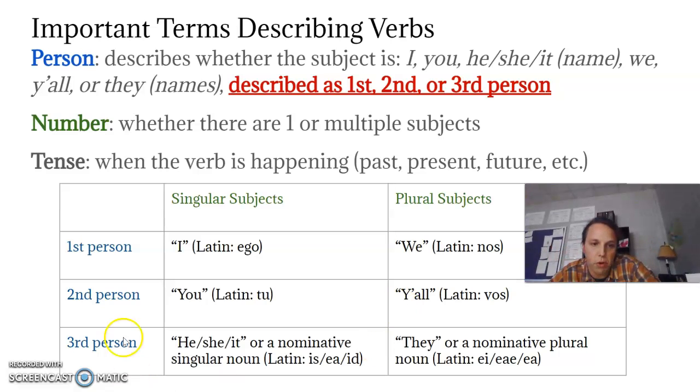All right. Now, third person singular and third person plural. These are the most common ones that we'll see. So if a verb is third person singular, that means that he, she, or it is the subject, or some type of nominative singular noun like mater or lupa or Romulus, for example. Third person plural means the subject is they, or it could be a nominative plural noun, which we really haven't seen a whole lot of yet.